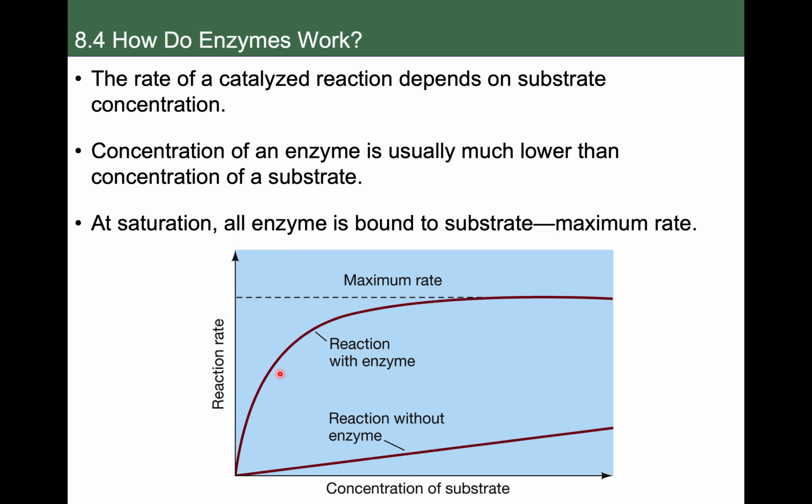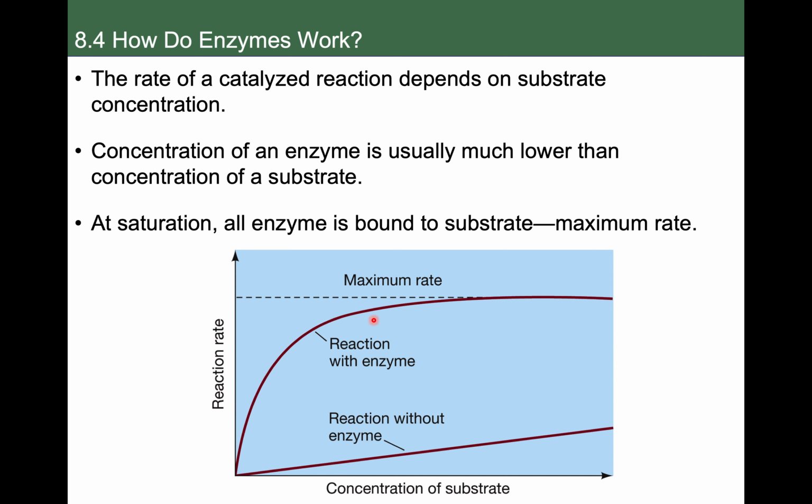And you'll notice if an enzyme is present, that line looks pretty different because the enzyme is speeding things up so much that the slope is going to be much, much steeper, right? So if we give it just a little bit more substrate, the rate of that reaction jumps way up.